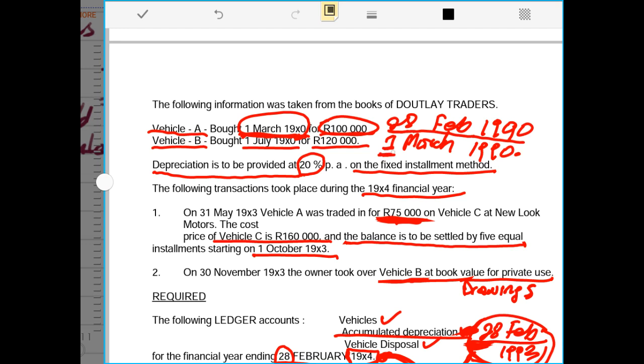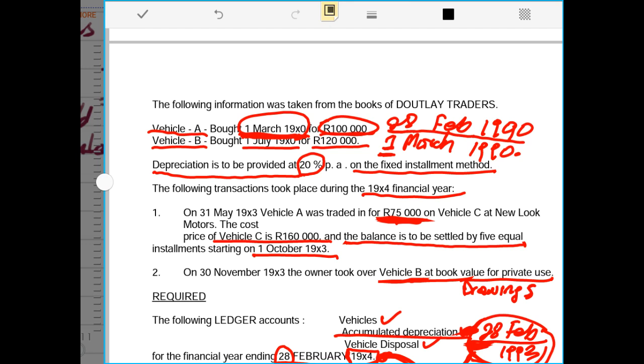But the 1st of March 1990 is the 1991 accounting period, because the 1991 accounting period started on the 1st of March 1990. So now it means motor vehicle A was bought in the beginning of the 1991 accounting period. I hope you are all clear with that. So now it means when we calculate the depreciation for motor vehicle A, we start in 1991, 1992, and 1993. Then we stop. Then that becomes the opening balance of the accumulated depreciation for motor vehicle A in 1994.